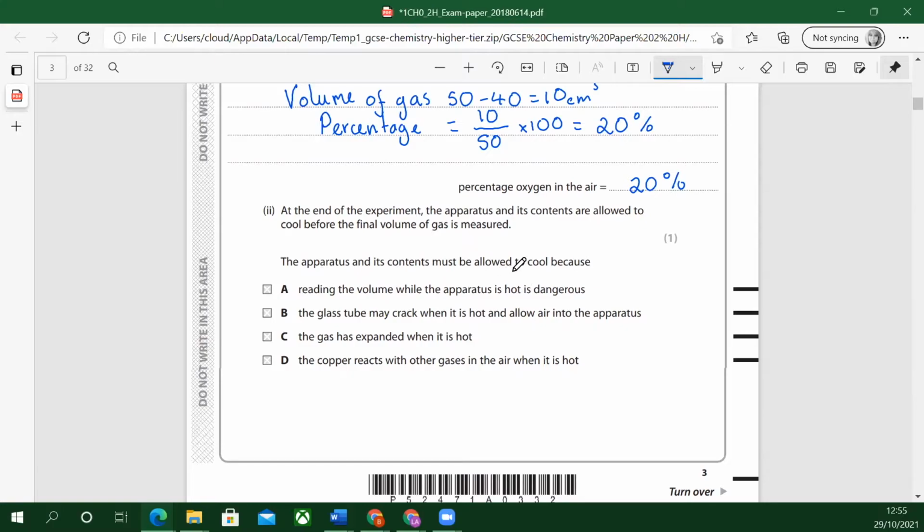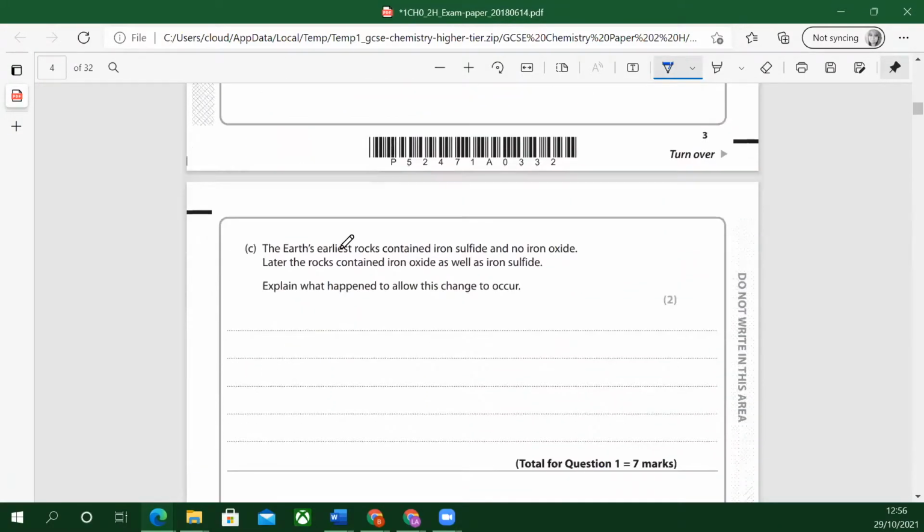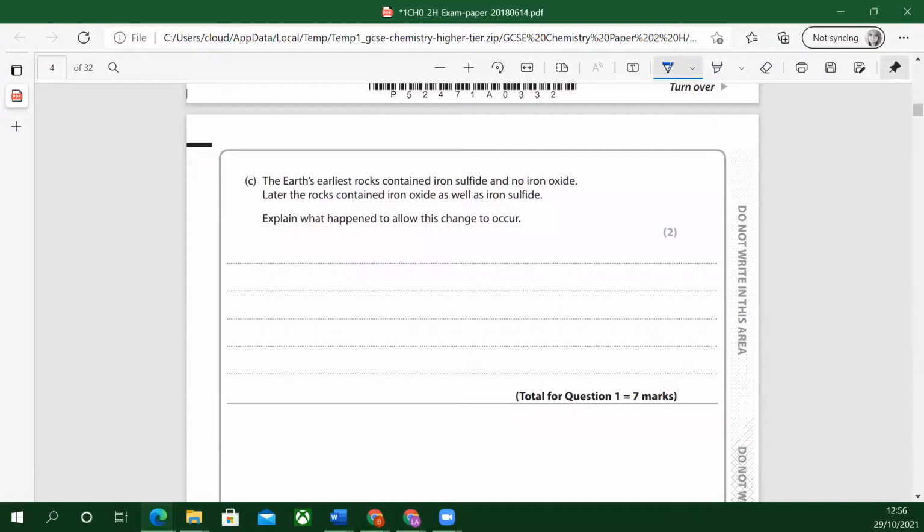Allowed to cool. The thing is that they want to measure the volume of gas. So it's actually because you have a different volume of the gas when it's hot. So we need to wait for it to cool to get a room temperature volume. If you heat up a gas, it expands. Okay, still talking about the Earth.